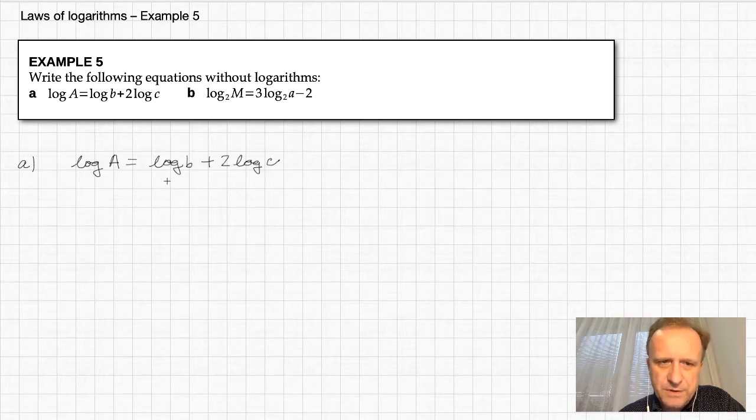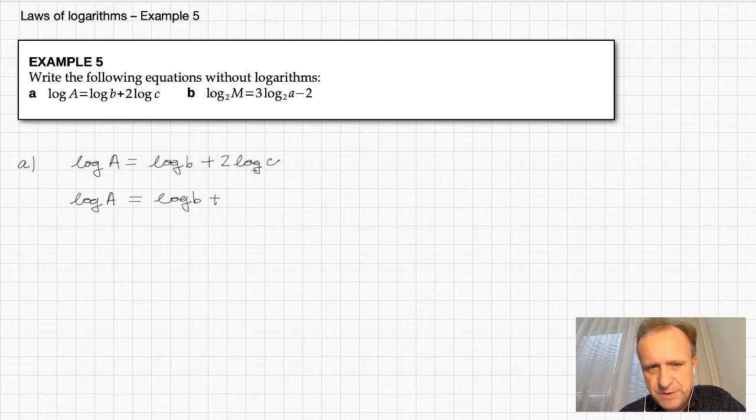So I will use the logarithmic laws to do just that. Left-hand side is already a single logarithm, so I will leave it without any change, but I will concentrate on the right-hand side. So what do I have here? I have logarithm of b. Let us leave it without change for now, plus, and here I can use the third logarithmic law, since this is the product of a number and a logarithm, so it should be the logarithm of the power. So it's the logarithm of c to the power of 2.